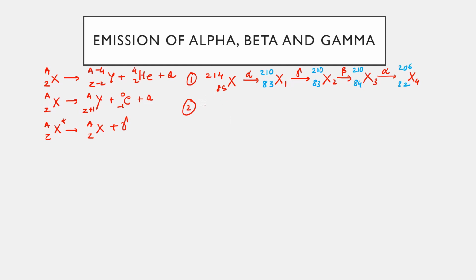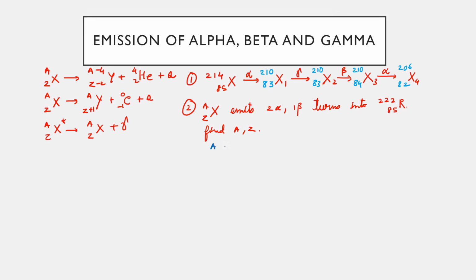So now this is a question. There is A and Z, and it says that it emits 2 alpha particles and 1 beta particle, and it turns into 222 and 85, which is radon. So the question is, find A and Z. My bad, 230.